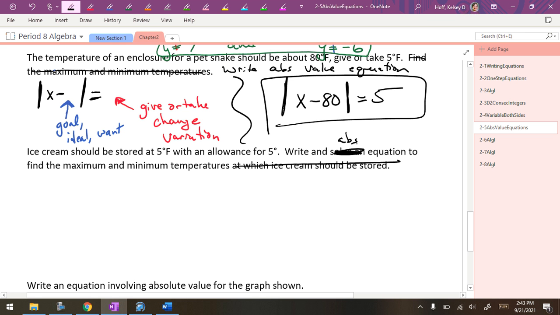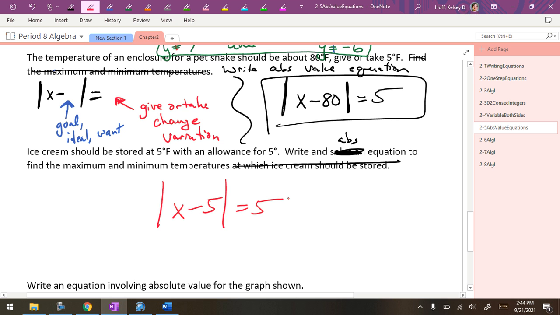In Mason's words, how do you mess this up? You shouldn't really, right? The absolute value of x minus, what's your goal? 5 degrees. Close your absolute value equals, what's your give or take? 5. That's probably a terrible example, really. Come on. I'll try harder next time.